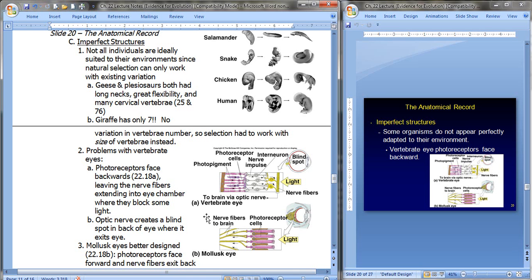Geese and plesiosaurs both had, and some still do, the geese still do, plesiosaurs are of course extinct, very long flexible necks, many cervical vertebrae, that being your neck. Geese have 25 vertebrae, the plesiosaurs had 76. Giraffes, just like us, have only 7. And in fact, all mammals, just 7. No variation in the vertebrae number, so selection had to work with the size of the vertebrae instead, right? They have really long necks, but they don't have extra vertebrae, they just have really big vertebrae.